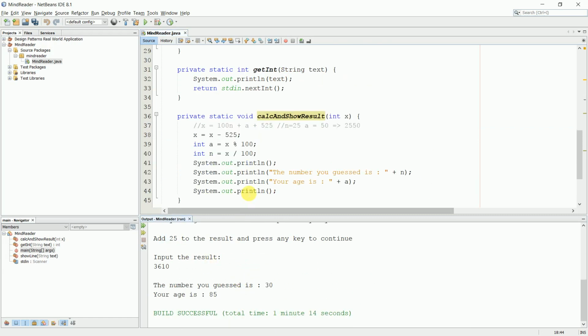So you can play around with a similar program, but I hope you got the idea.